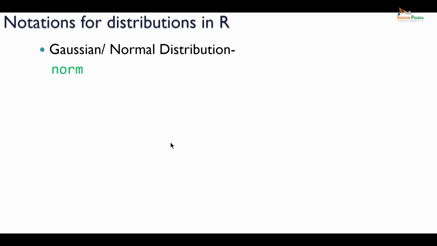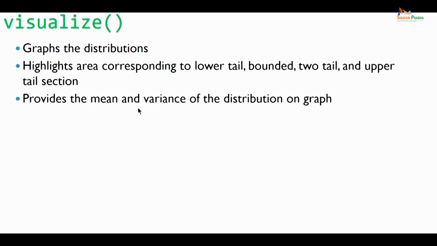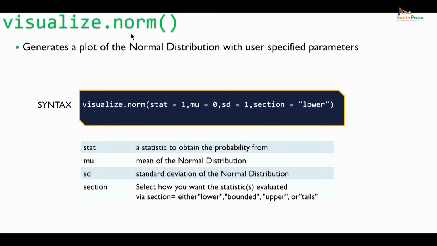The notation for a normal distribution in R is norm, which is called NORM. The Visualize function will help you graph the distributions. It will also highlight the area corresponding to the lower tail, bounded, upper tail or a two-tailed section. It will also provide you the mean and variance of the distribution on the plot. So, Visualize.norm is the function that we are going to use for a normal distribution. Let us look at the syntax for Visualize.norm.